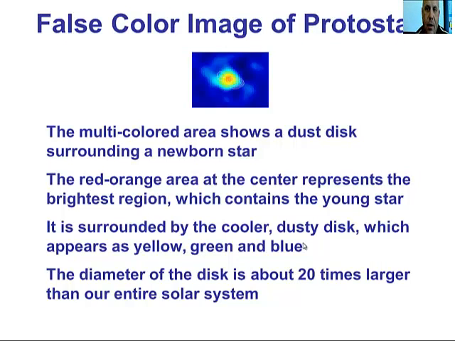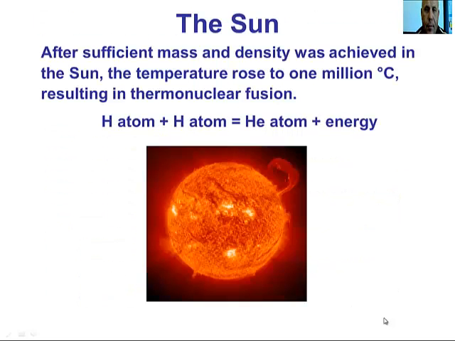All right, this is a false color image of a protostar. This is a star that was taken by Hubble and it gives us a picture of what this could be, how this could be occurring. This is taken in space, so the diameter of the disk is about 20 times larger than our entire solar system. So we're able to actually see this and take this picture. So this theory or this hypothesis is supported because we can actually see this happening right now.